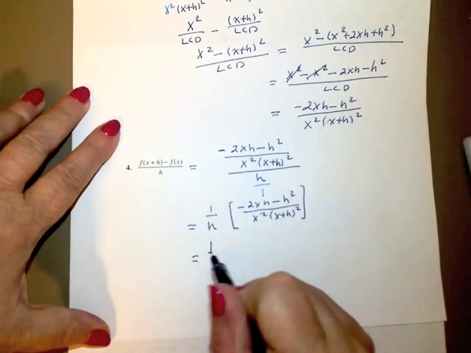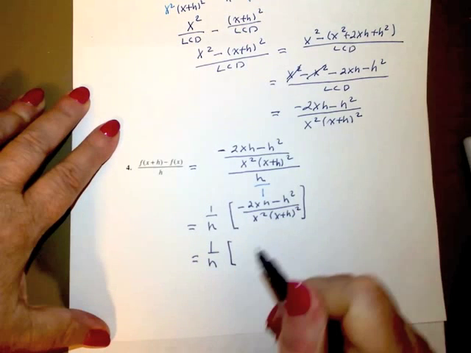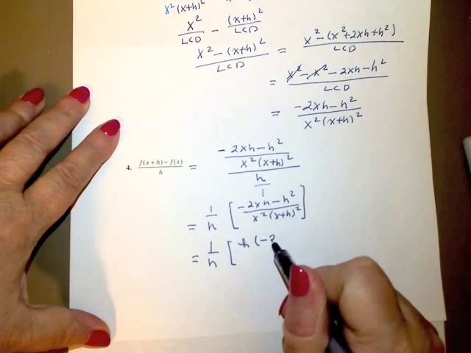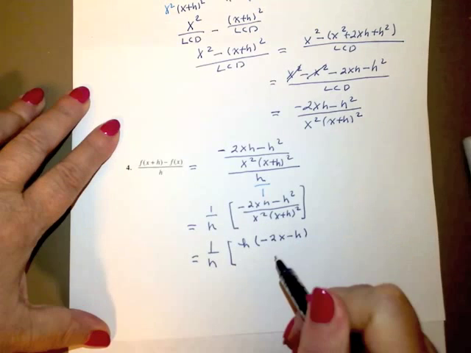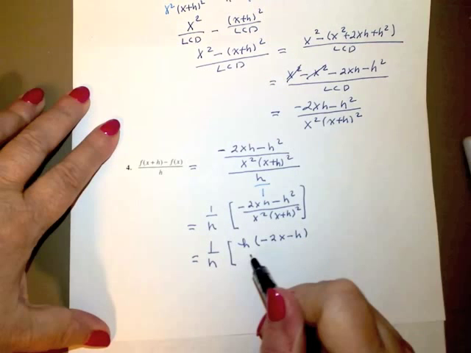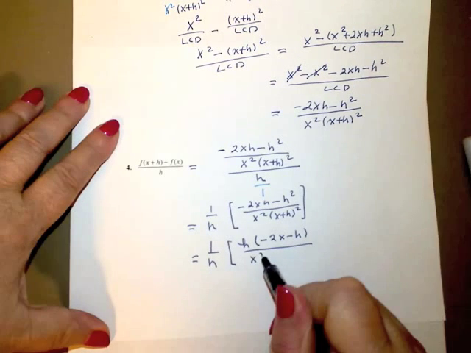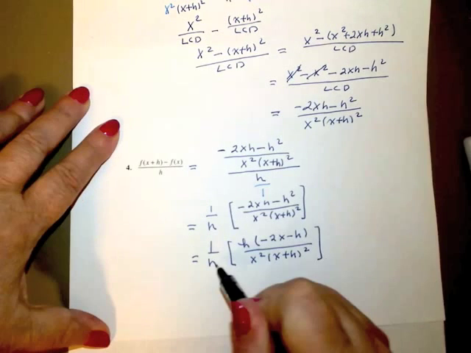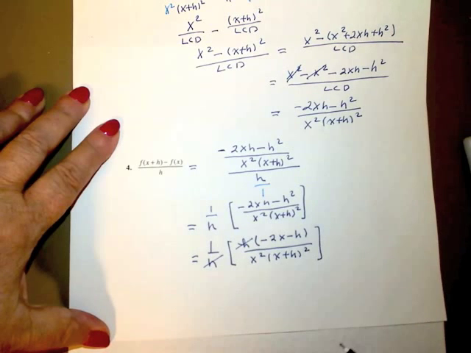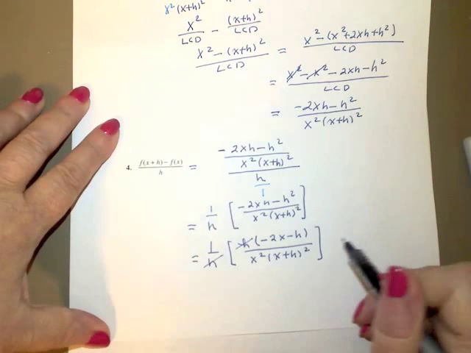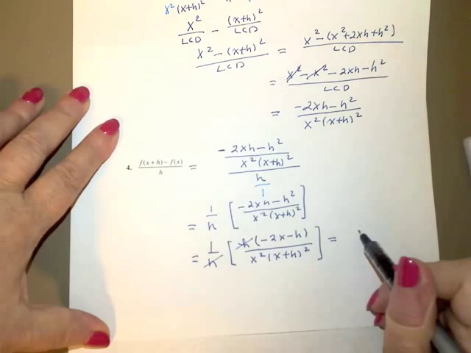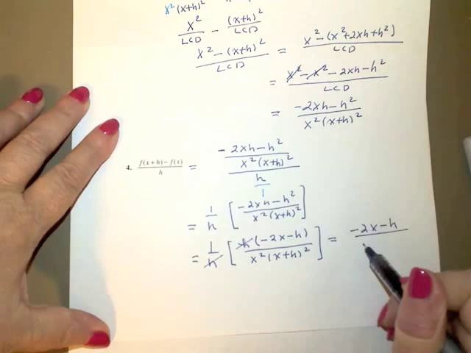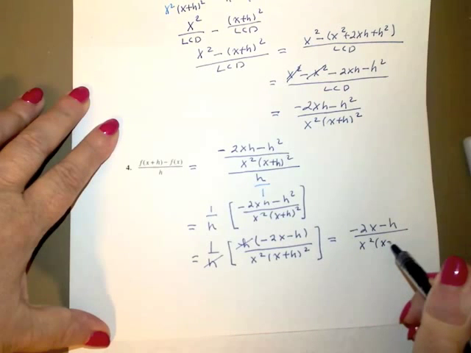The numerator has a greatest common factor of h, so I'm going to factor that out. h times negative 2x minus h over x squared times x plus h squared. The h's reduce out, and I'm going to be left with negative 2x minus h over x squared times x plus h squared.